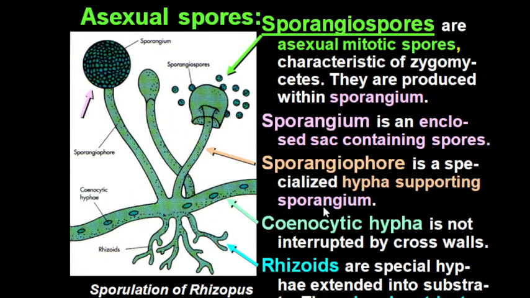The second way asexual spores are produced is in sporangiospores. You can see here this is the vegetative mycelium, even with rhizoids, which are special hyphae that extend into the substrate and absorb nutrients and fix the colony in the substrate. But then here you can see the hyphae that arise or project from the substrate and form the sporangium. The sporangium is an enclosed sac containing spores inside. And the hypha that bears the sporangium is called the sporangiophore. It is a specialized hypha supporting the sporangium.